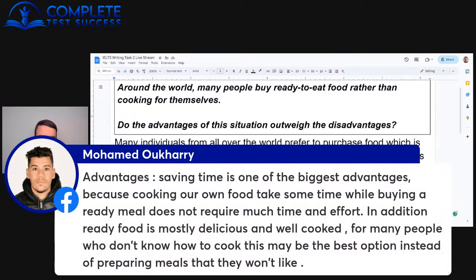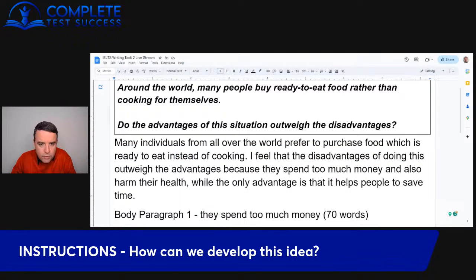Okay, Mohammed, the advantage is saving time is one of the biggest advantages because cooking our own food takes some time while buying a ready-made meal does not require much time and effort. In addition, ready-to-made food is mostly delicious and well cooked. For many people who don't know how to cook, this may be the best option instead of preparing meals that they won't like.